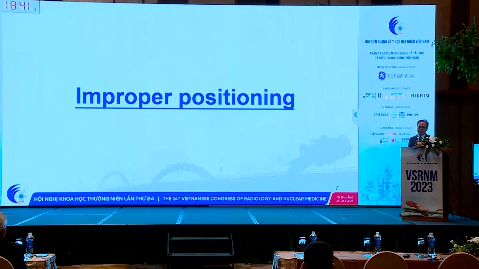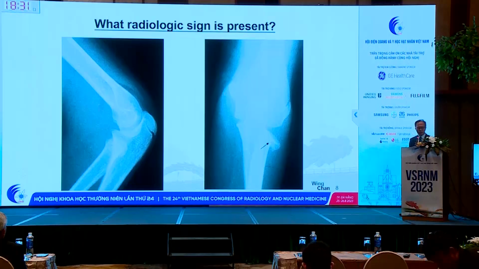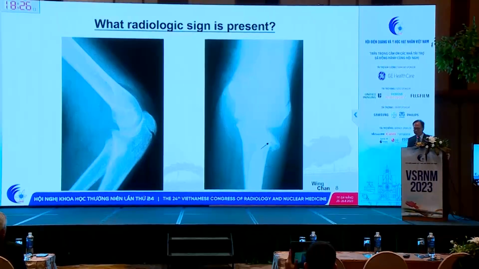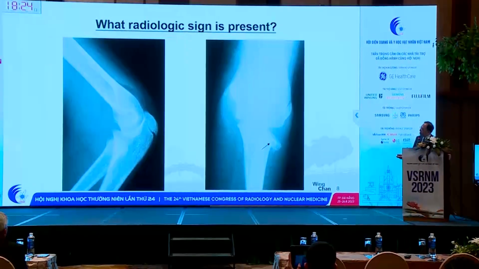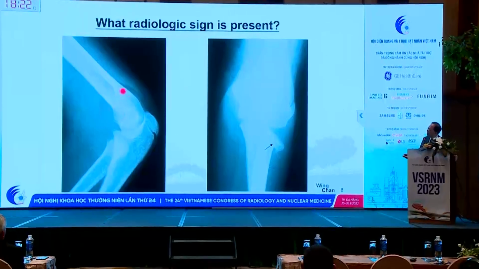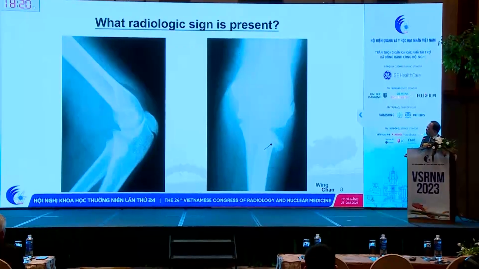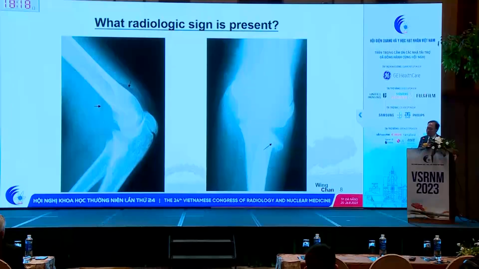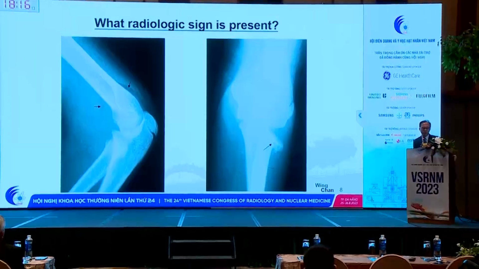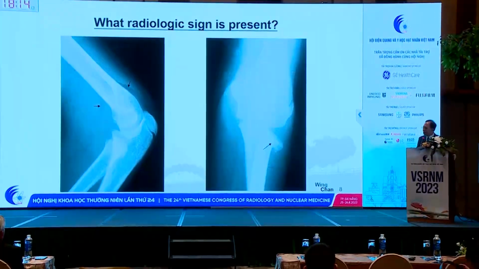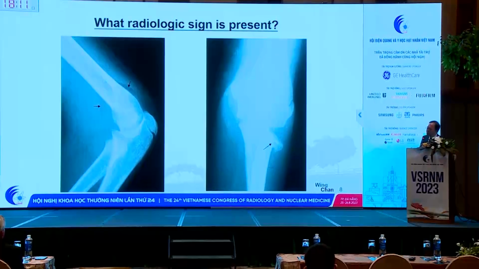So the first part is regarding improper positioning. I will, for example, choose sample concepts for all of you. The first concept is regarding the radiologic sign present. I just want to introduce the fat pad, okay? The posterior fat pad, anterior fat pad. We can identify that. Why do we have a fat pad? Because of effusion. Joint effusion can elevate the normal fat pad so that we can see the fat pad.